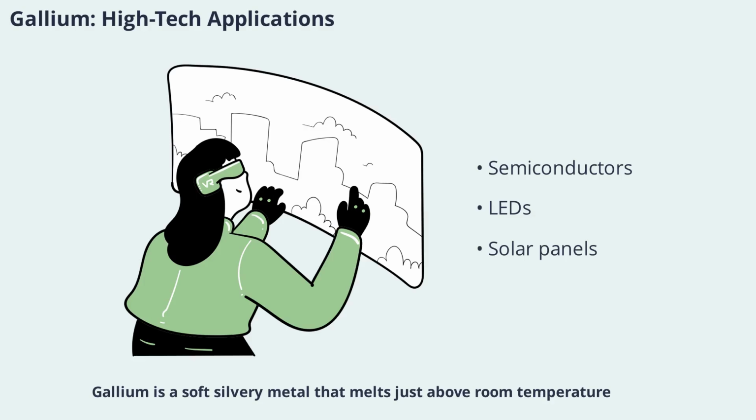Gallium is a soft, silvery metal that melts just above room temperature. It is used in semiconductors, LEDs, and solar panels. Gallium arsenide, a compound of gallium, is crucial for high-speed electronics and optoelectronic devices. The unique properties of gallium make it indispensable in the electronics and renewable energy sectors.